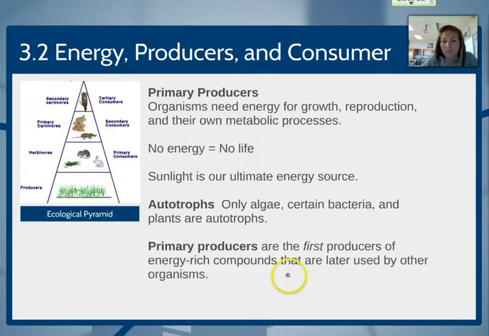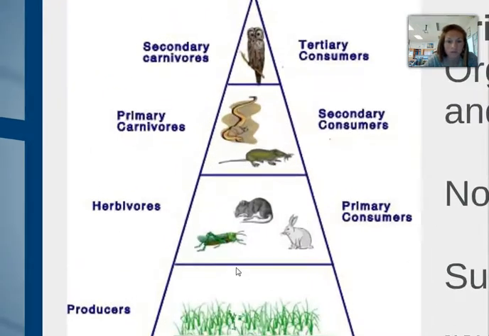So we call them primary producers because they are the first producers of energy-rich compounds that we, as other organisms that consume something else for our energy, are able to use. And if you look at this ecological pyramid here, notice that the producers are at the bottom. And they're at the bottom because they have the direct energy source at their disposal, because they can make their own food, hence autotroph. All the rest of the organisms, the primary consumers, secondary consumers, tertiary consumers, that tells you that they have to eat something in order to get their energy.